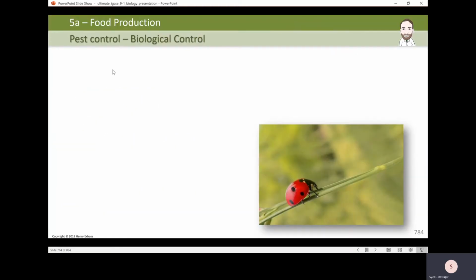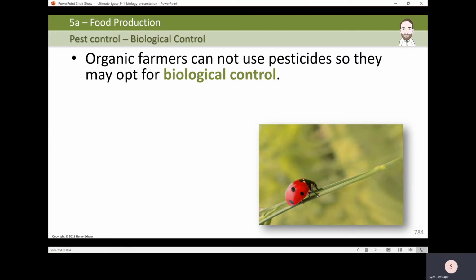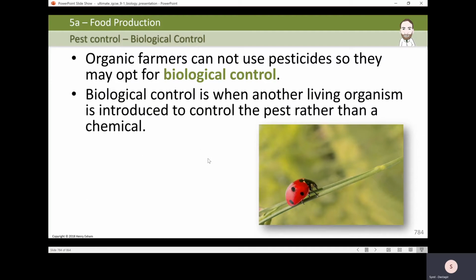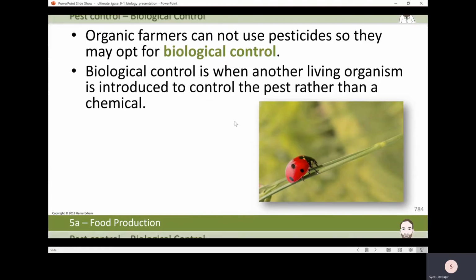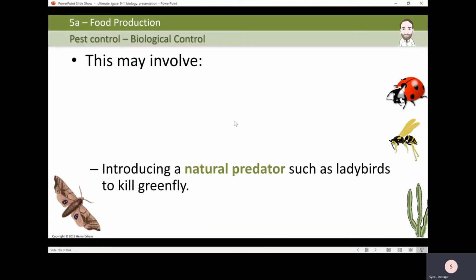Biological control, that's another form of pest control. So organic farmers cannot use pesticides because they're organic. Means it's all natural. They don't want to use any chemicals. So they may opt for biological control. So they'll choose biological controls. What are biological controls? It's when another living organism is introduced to control the pest rather than a chemical. So another organism comes in and eats the pest.